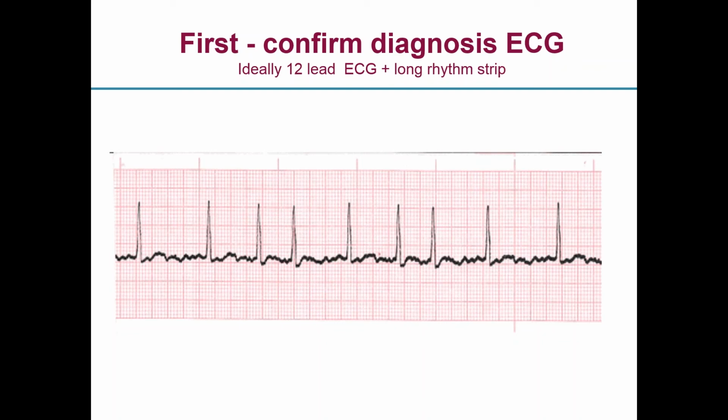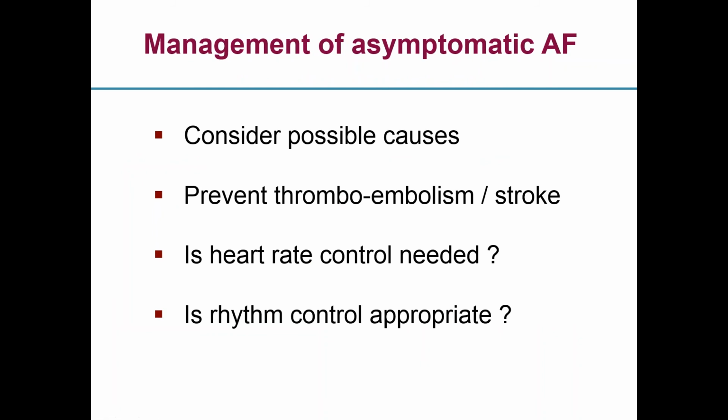So that's obviously key, and ideally we'd like a 12-lead ECG, because while the first step is diagnosis on the rhythm strip, the 12-lead ECG gives more information about possible underlying structural heart disease, which is one of the key questions. So having made the diagnosis, these are the things that we might consider.